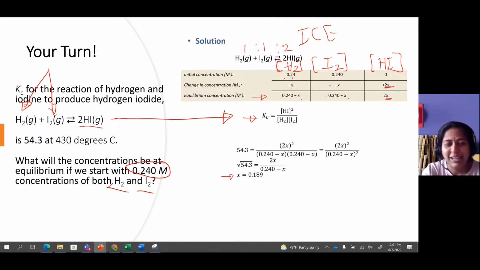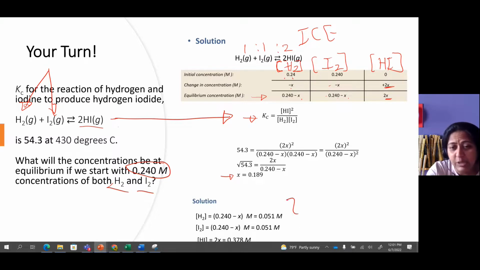We solve it and we obtain the X. Here are the equilibrium concentrations for the H2, I2, and HI. Yes, we obtain those from solving a quadratic equation.